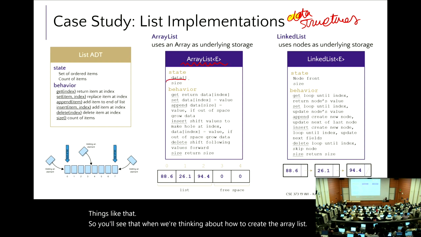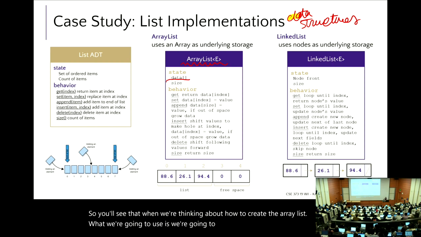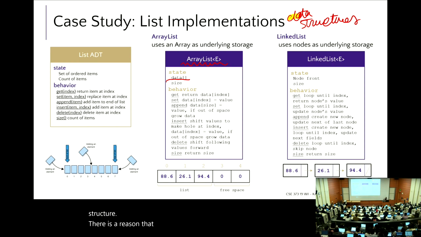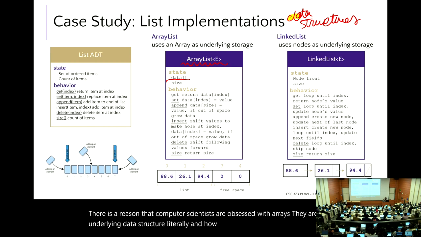So you'll see that when we're thinking about how to create the array list, what we're going to use is an array as the underlying data structure. There is a reason that computer scientists are obsessed with arrays. They are the underlying data structure literally in how your computer functions. So almost every single thing will have an array style implementation.